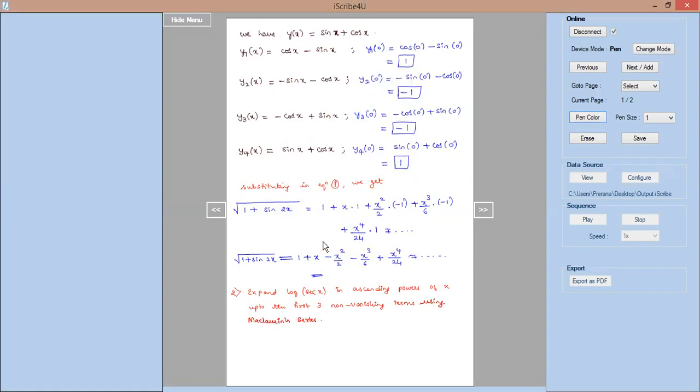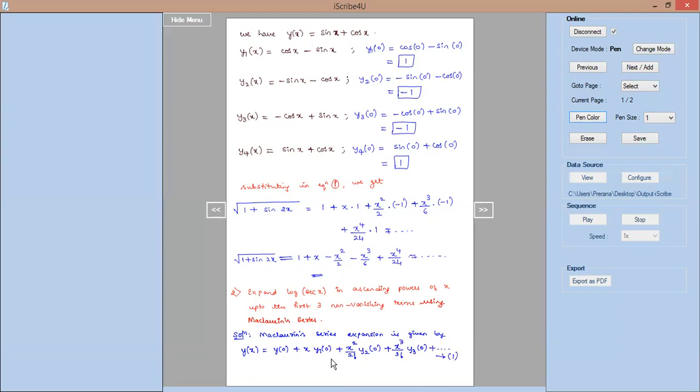First, we will write down the formula for Maclaurin series expansion. Maclaurin's series expansion is given by y of x is equal to y of 0 plus x into y1 of 0 plus x square divided by 2 factorial into y2 of 0 plus x cube divided by 3 factorial, y3 of 0, etc. So just for convenience, we will call this equation 1.